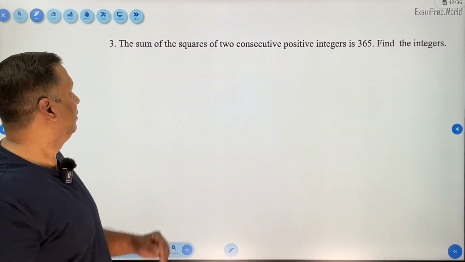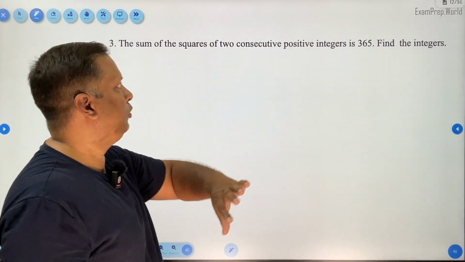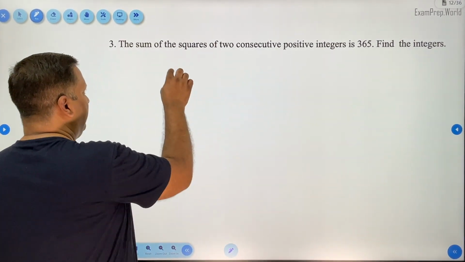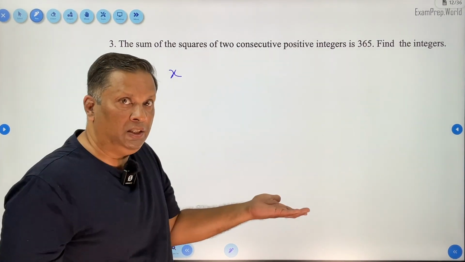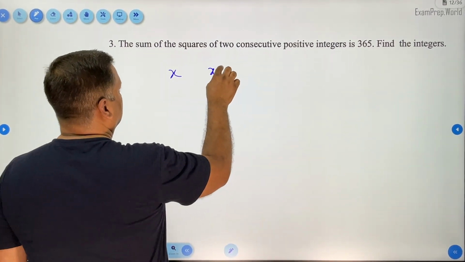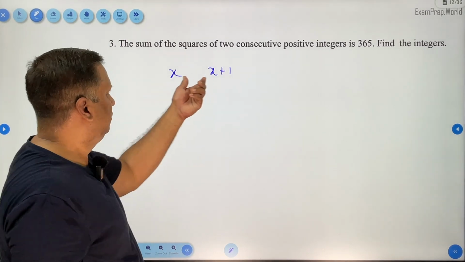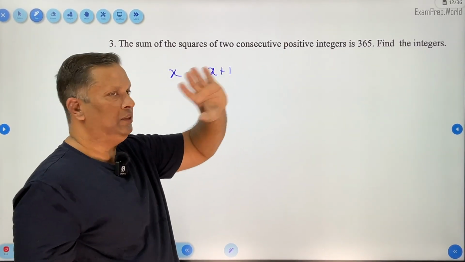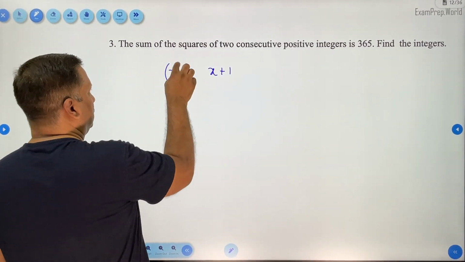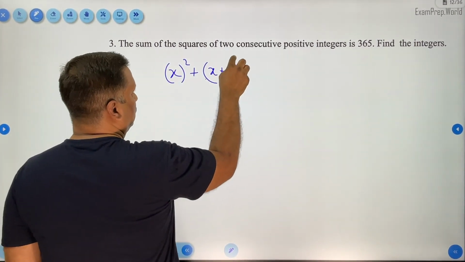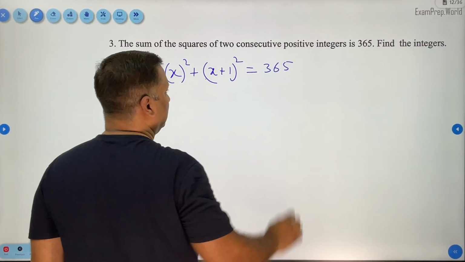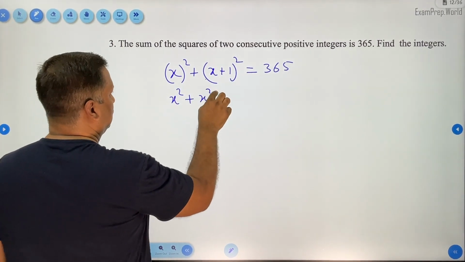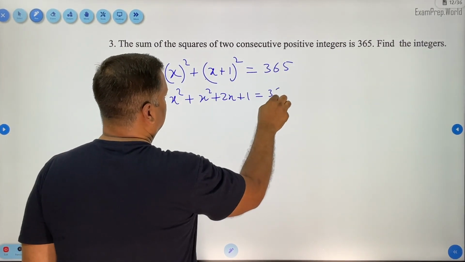Okay. The sum of squares of two consecutive positive integers. Consecutive positive integers, sum of the squares, right? If I take the first integer as x, what is the next integer? x plus 1. These are my two consecutive positive integers. So the sum of the squares, square of this plus square of this, is how much? 365. Now expand the bracket, you will get a quadratic. We'll do it first: x square plus 2x plus 1 equals 365.